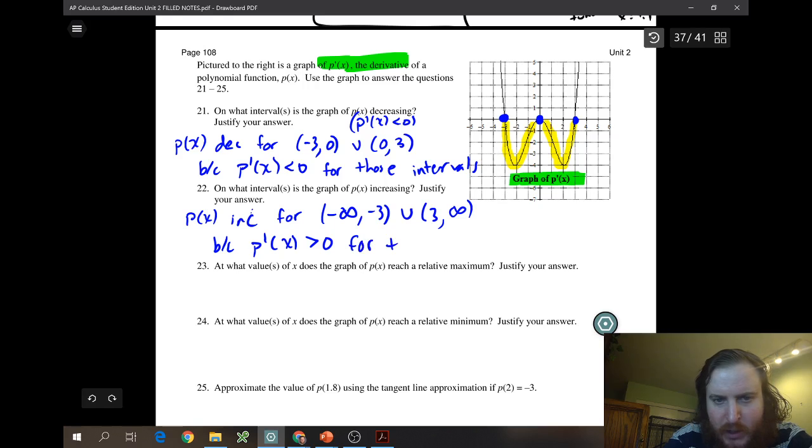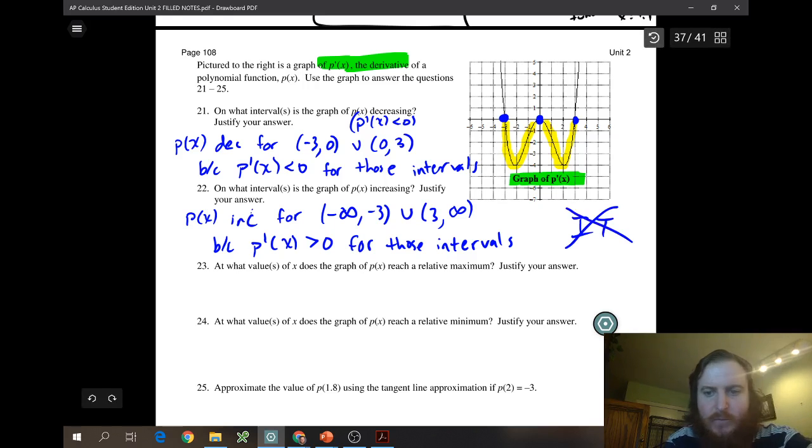If you don't want to write less than 0, you could write p prime of x was negative. If you don't want to write greater than 0, you could write p prime of x was positive. But please, like I said, never use it. You never want to say "because it is positive." You want to say "because p prime of x is positive."